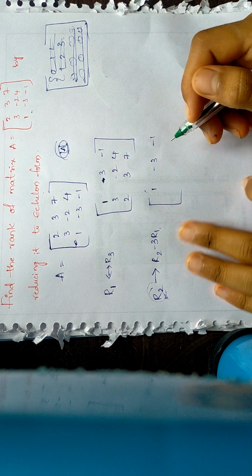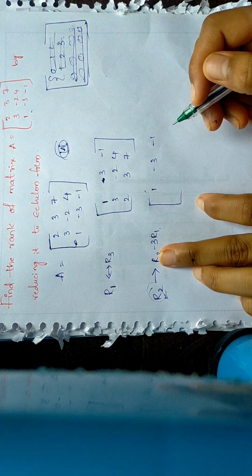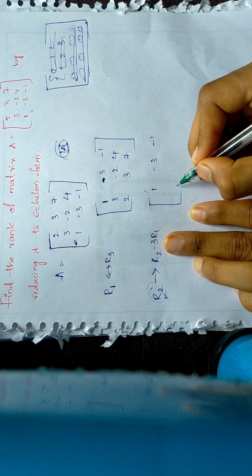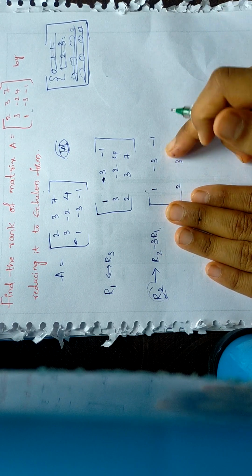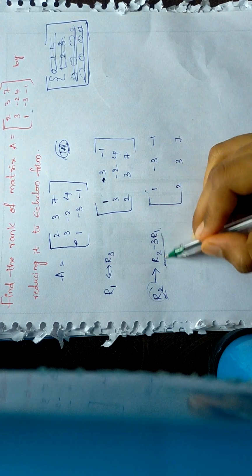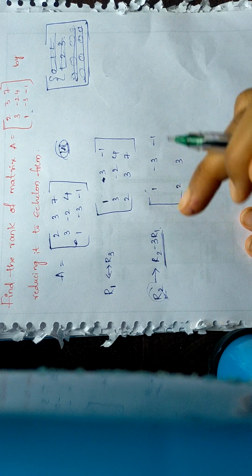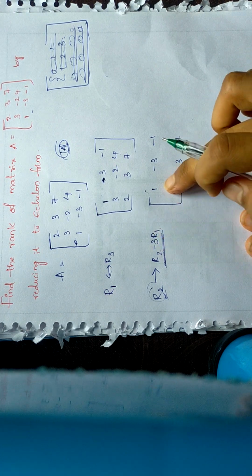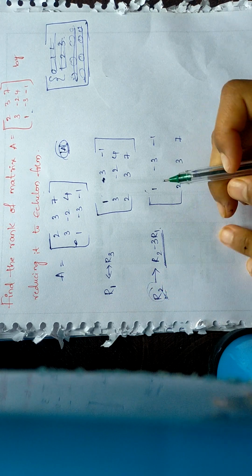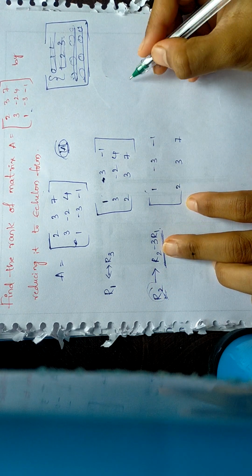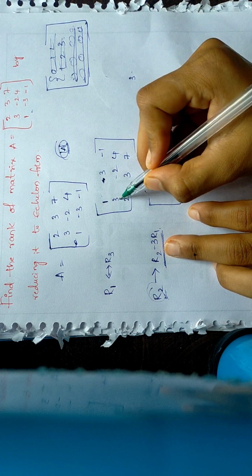Okay, now we have to perform this operation in the second row. I will write the first and third row. Now, in the second row, you have to perform this operation and update that value in R2, because we are changing R2 only.